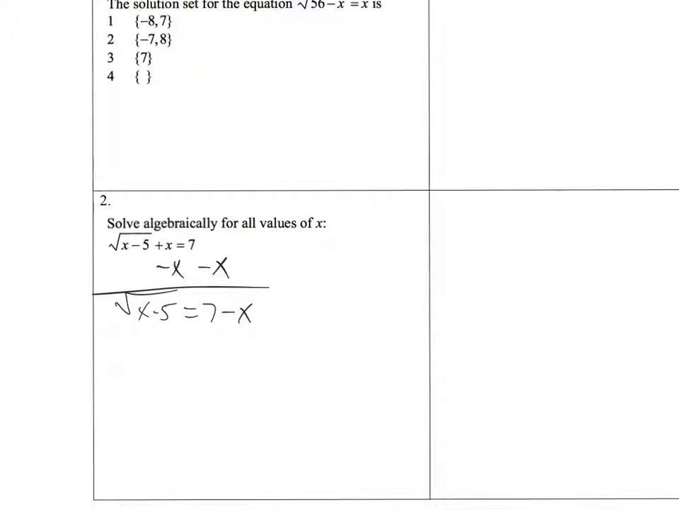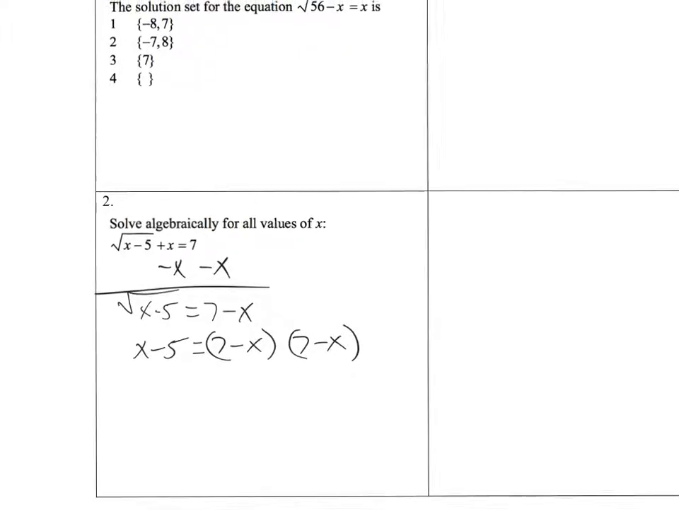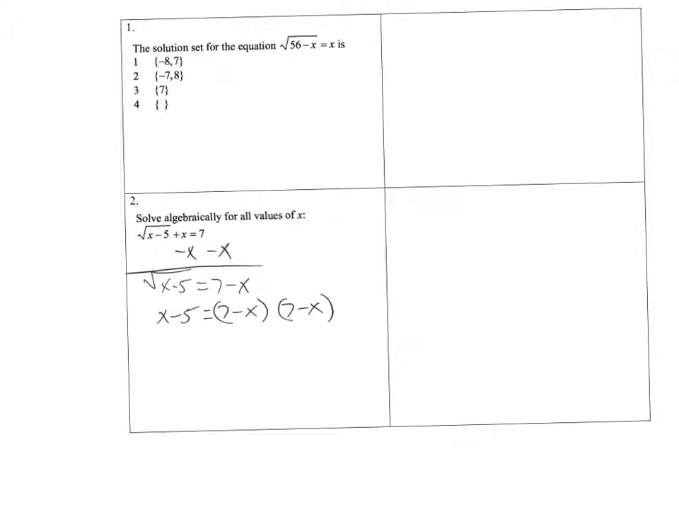In order to do that, we have to square both sides, which gives us x minus 5 equals 7 minus x, and another 7 minus x. Since the 7 minus x is a double bubble, we have to solve for that first, which gives us x squared minus 14x plus 49. And then we have to bring down the x minus 5.